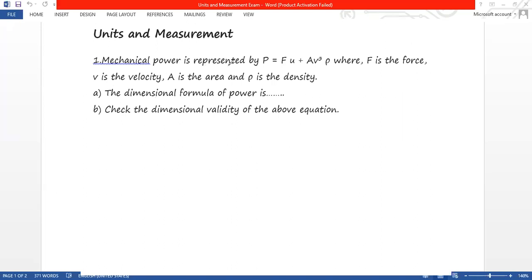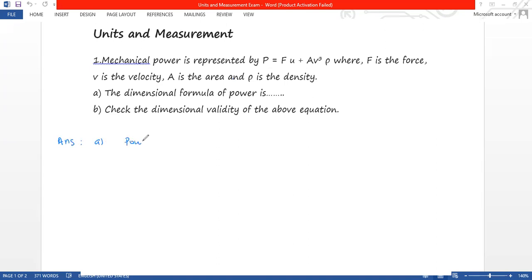Mechanical power is represented by P equal to F into U plus A V cube into rho, where F is the force, V is the velocity, A is the area, and rho is the density. The first question is the dimensional formula of power. So what is the dimensional formula of power?